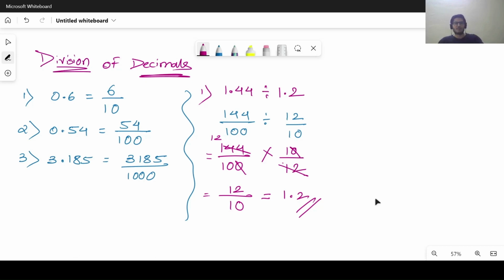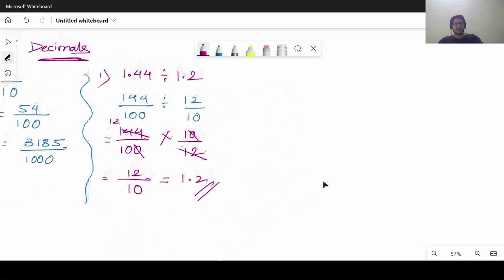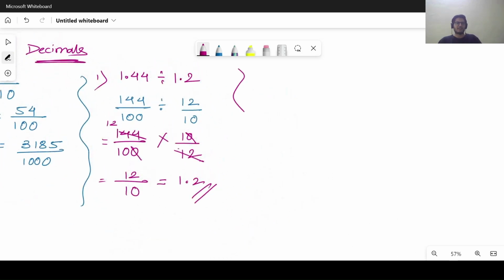Now let's take one more variation in this particular case. So the second type of possibility is 0.256 divided by 16. That means you can see that there is no decimal point in the denominator, but there is a decimal number in the numerator. That means a decimal number divided by a non-decimal number. Okay. So how to do this kind of division?